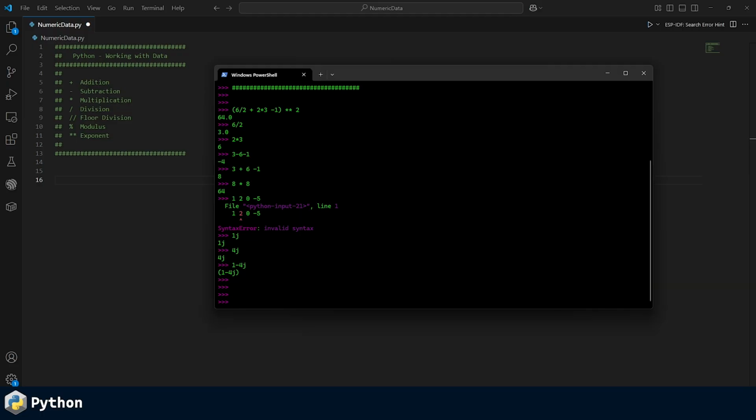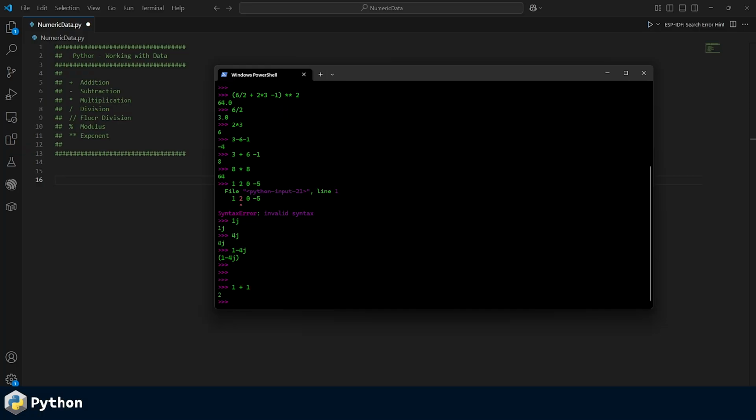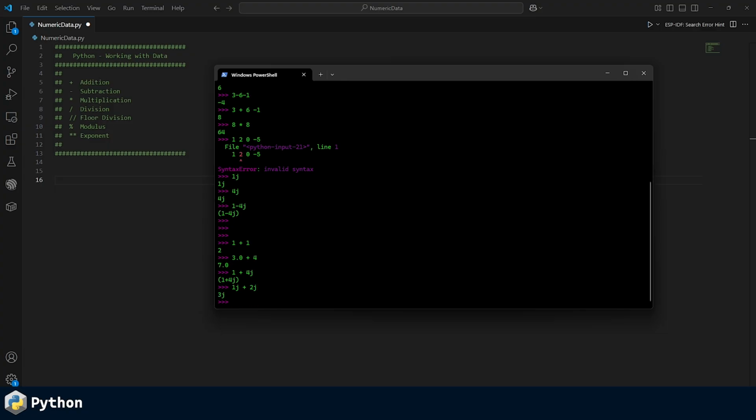To start working through the initial operands, you have the addition. So 1 plus 1 is 2, right? 3.0, so you get a float plus an integer, which will give you 7 as a float. And then you can also do your complex numbers. So 1 plus 4j gives you the complex number. And then you can also add complex numbers. So 1j plus 2j will give you 3j. And the order doesn't matter with addition. So you could have 1 plus 2, or you could have 2 plus 1, yields the same thing.